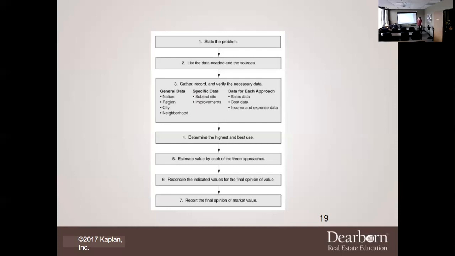Now, for us to figure out what your property's worth, we need to list the data that we need and what sources we need to look through. So we need to find the different places, and then gather and record that data. Things in this situation could be general data, specific data, and also data for each approach.